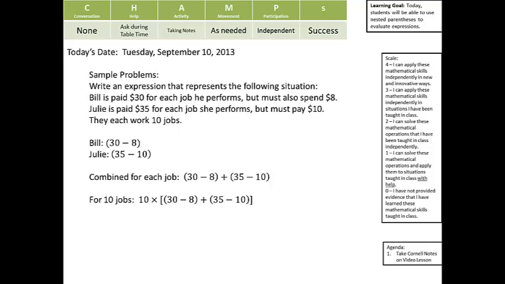And then the final step is we want to know how much that would be if they worked 10 jobs. And so we would multiply that out, or we take what they earn for one day and we'd multiply that times what they earn for 10 days. And we put the 10 times in front.